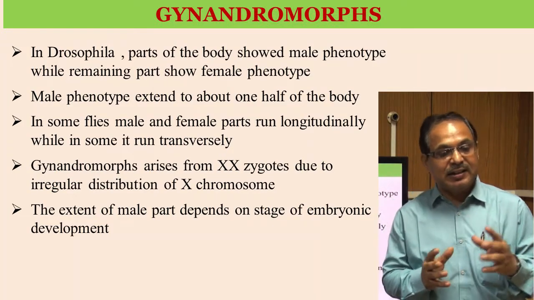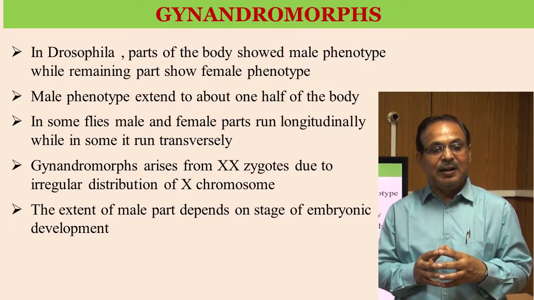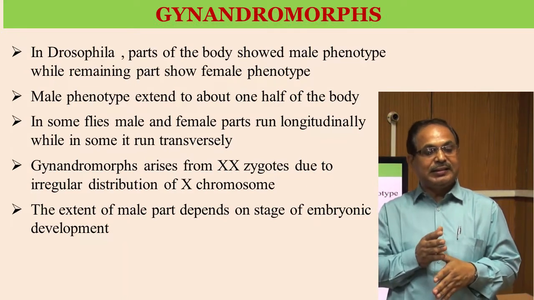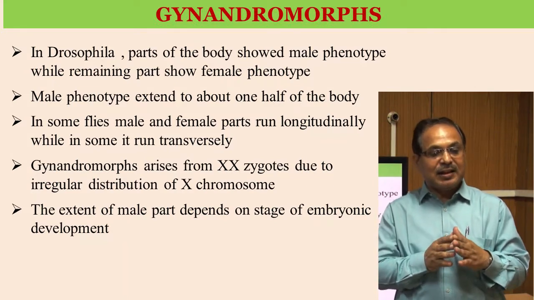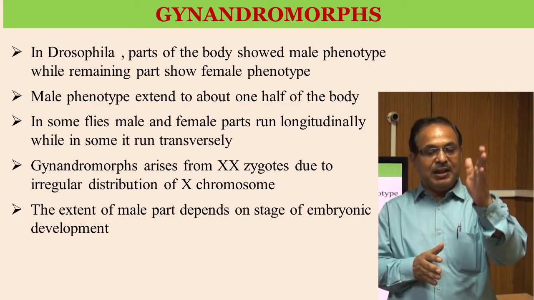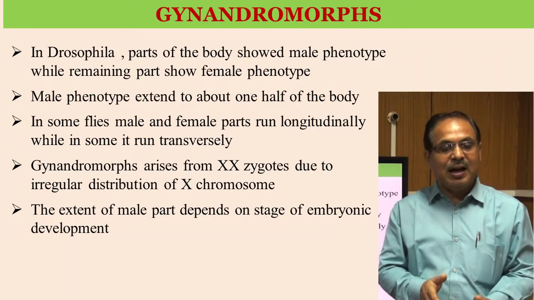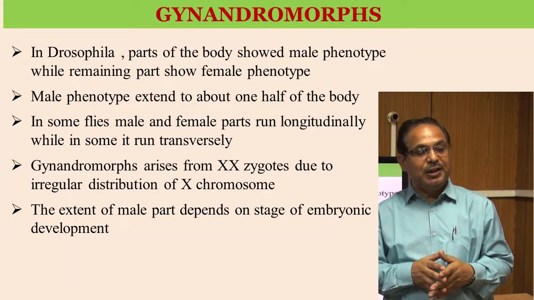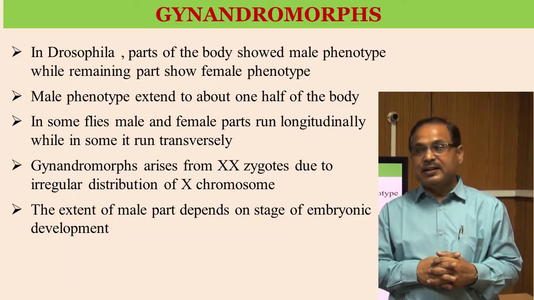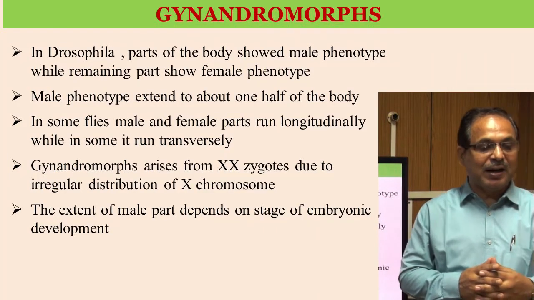Sometimes it is extended up to half of the body. In some flies, the male and female parts run longitudinally, whereas in some cases they run transversely. In the longitudinal case, the female parts and the male parts are just divided longitudinally, whereas in some insects like Drosophila, the male and female parts are transversely divided.